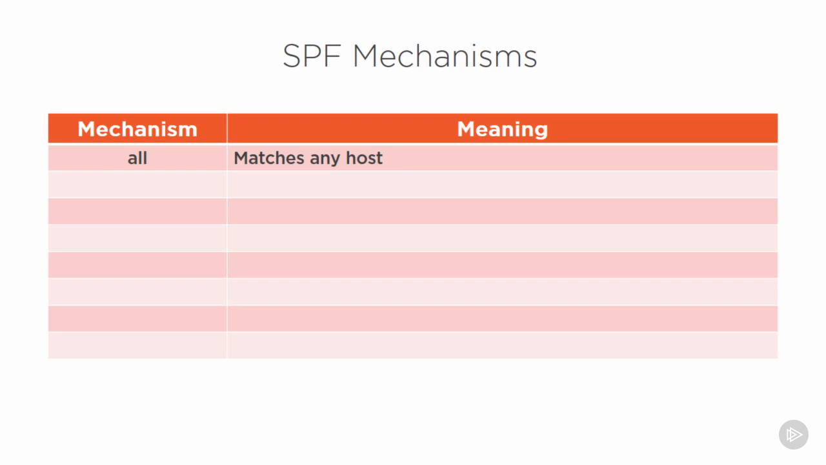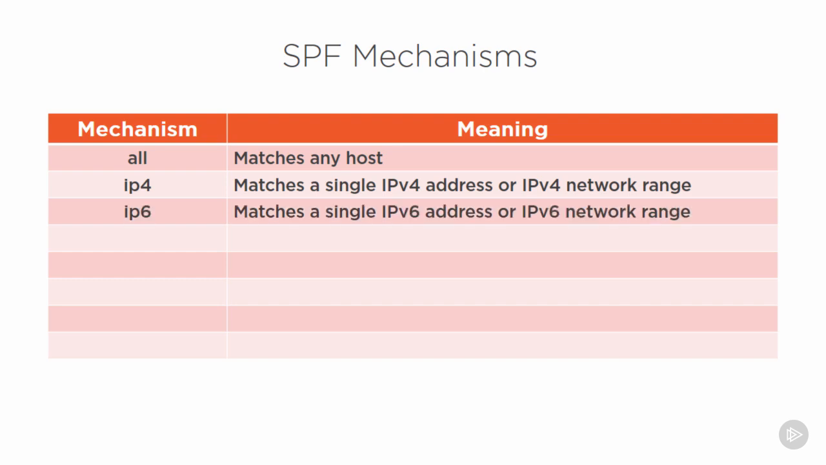The mechanisms include all, which matches any host. So this is placed at the end of the record as a catch-all to say what should be done for any hosts that aren't otherwise defined in the SPF record. IP4 matches a single IPv4 address or network range. IP6 does the same for IPv6 addresses. A will match a host name or domain name. So the receiving server will look up the A record of the domain in DNS, and if it resolves to the IP address that is making the inbound SMTP connection, then that's a match.